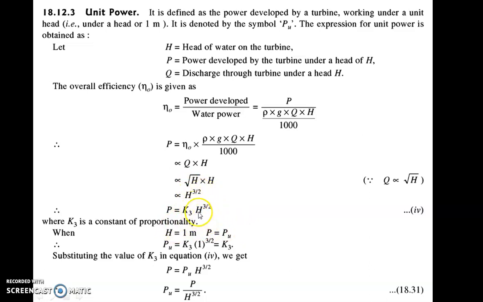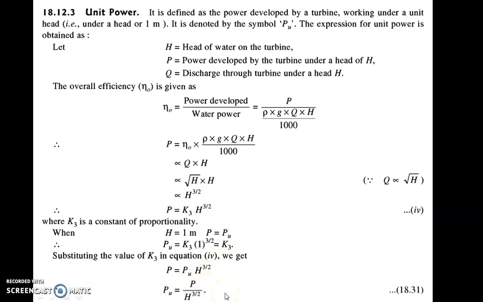In the previous case it was only root H for Q and unit speed N. So here now for power it is not root H, it is H raised to 3 by 2, because power is directly proportional to Q into H. So you can write, H is equal to 1 meter, or P is equal to PU. The condition is that, so PU is equal to K3 into 1. So put the value of K3 as PU again in this formula, P is equal to K3 into H raised to 3 by 2. We'll get P is equal to PU into H raised to 3 by 2. So PU will be equal to P upon H raised to 3 by 2.